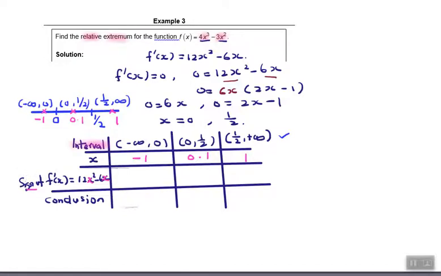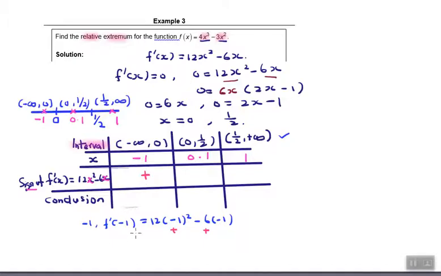For example, for the first one, when x is negative 1, f prime negative 1 is equal to 12 times negative 1 squared minus 6 times negative 1. Determine the sign of f prime. This is positive, this one positive, so it's positive.